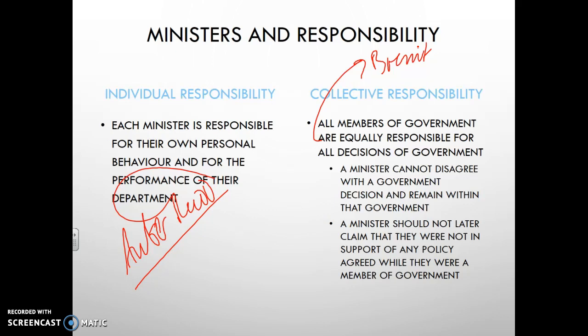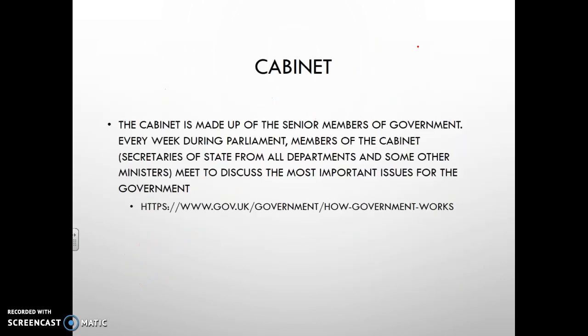So we have ministers being bound by individual responsibility. Have they done their job properly? And collective responsibility. Can they bring themselves to agree with all of the policy decisions of government? And if the answer to either of those is no, then they have to leave. They cannot remain in post.